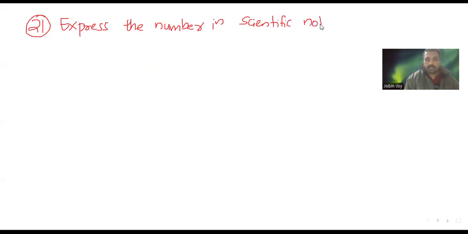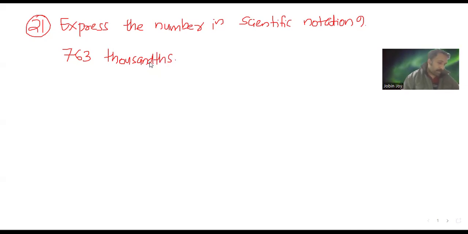Okay. So the next question is: express the number in scientific notation. 763,000. Okay, so this will be equal to 763.